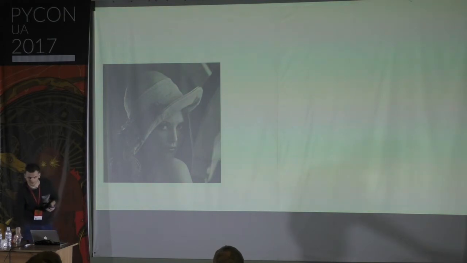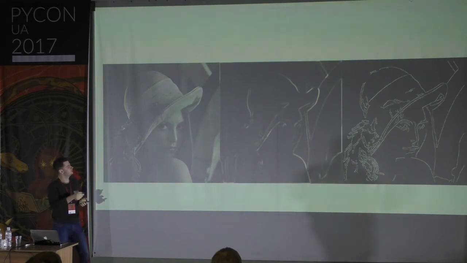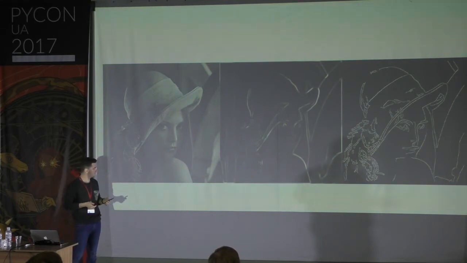And again, just to show the pipeline, we have the original grayscale image, which gets filtered by Gaussian derivatives, and we have this. And then we use the Canny method, and we receive edges. So it's not that complicated.